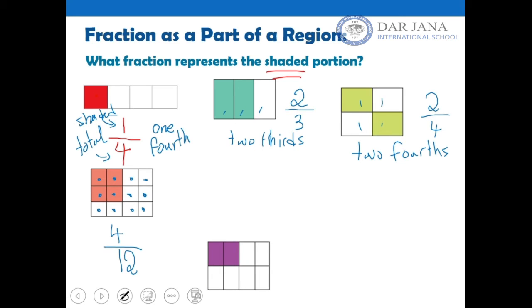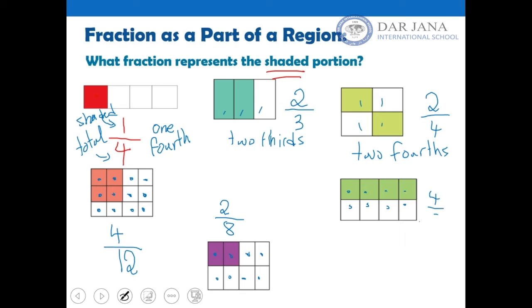This one down. Let's count the total number of equal parts. 1, 2, 3, 4, 5, 6, 7, 8. So it's out of 8. And then the shaded, they are only 2. So it's 2 out of 8 or 2/8. This one, I guess, also it's 8. So 1, 2, 3, 4, 5, 6, 7, 8. And you have here 4 out of 8.